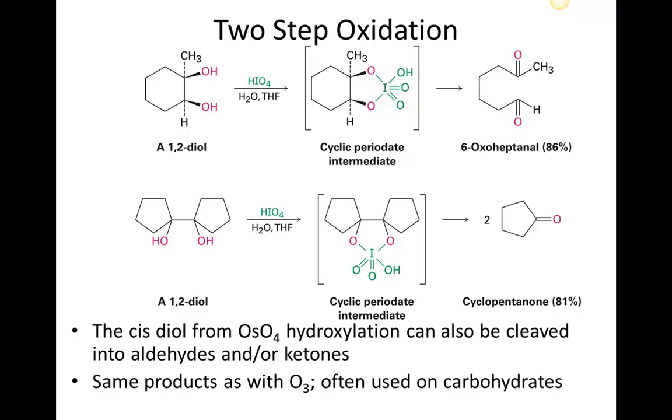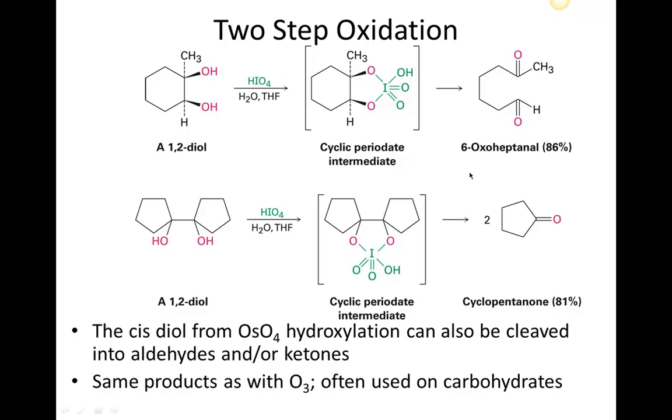Now, we talked a couple of slides ago about making syn-diols from alkenes. And so here's a reaction where you can take a syn-diol with periodic acid in aqueous solution, and it will also complex with that diol. Now this is iodine in a high oxidation state because it's bonded to a bunch of oxygen. So it's a good oxidizing agent as well. And it will give you exactly the same products that you would have made from ozonolysis.